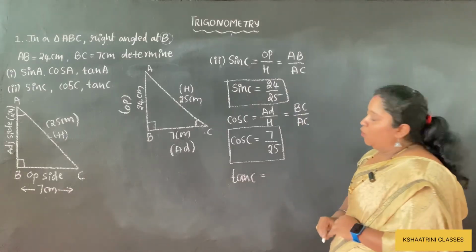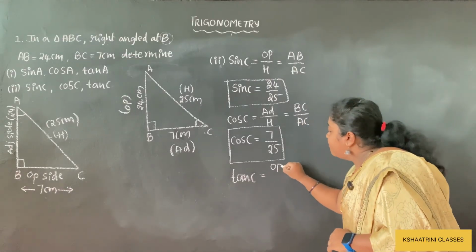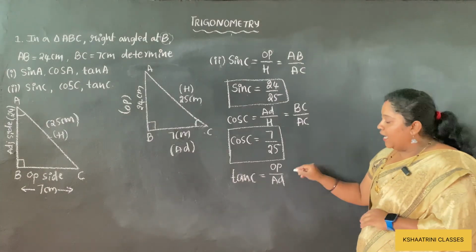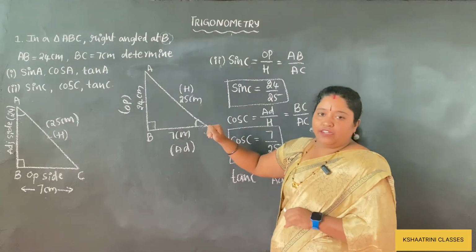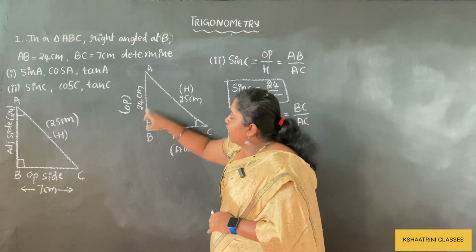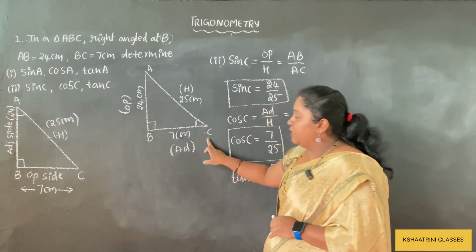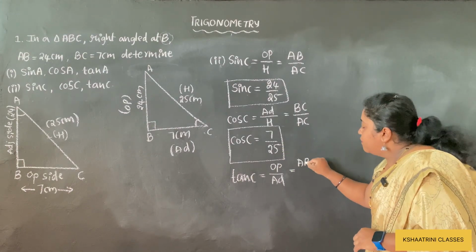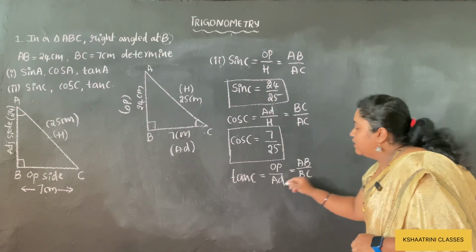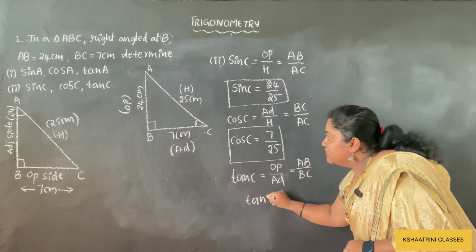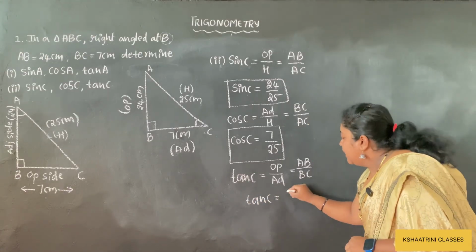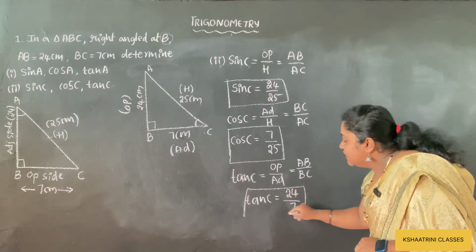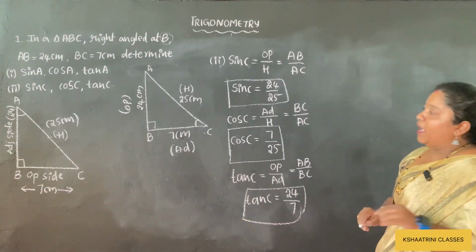And we'll write tan also. Tan C is equal to, what is the formula? Opposite divided by adjacent. According to our diagram, which is the opposite? See, AB is the opposite and BC is adjacent. So we'll have here AB divided by BC. We'll write the value here quickly. Tan C is equal to AB is 24 and BC is 7. So tan C is equal to 24 by 7.